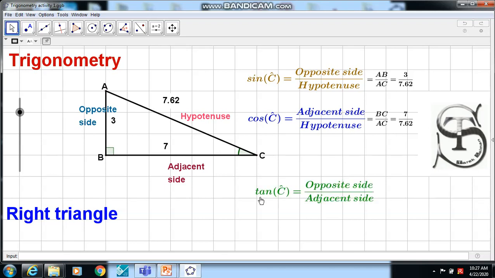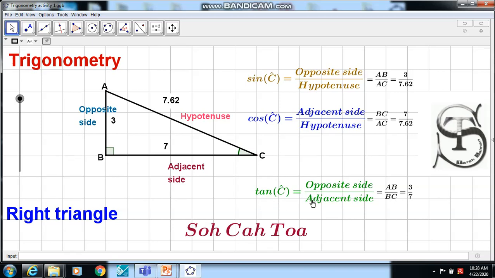The last one, tangent C, is equal to opposite over adjacent. So in our triangle it is AB over BC, equal to 3 over 7. Okay, usually to memorize that we can write SOH CAH TOA. That means sine is equal to opposite over hypotenuse, cosine is equal to adjacent over hypotenuse, and tangent is equal to opposite over adjacent.